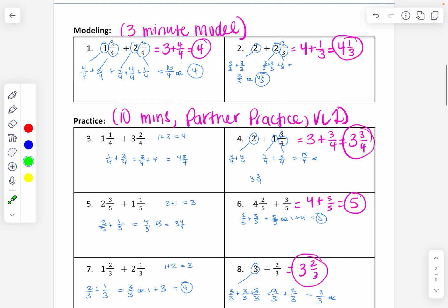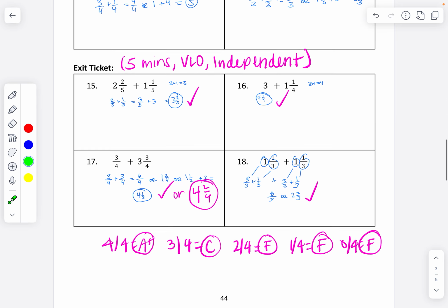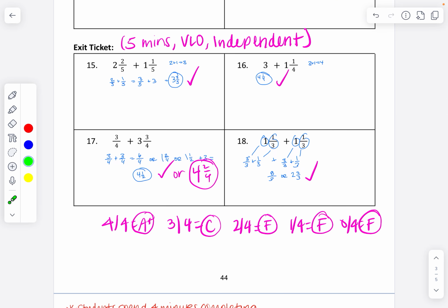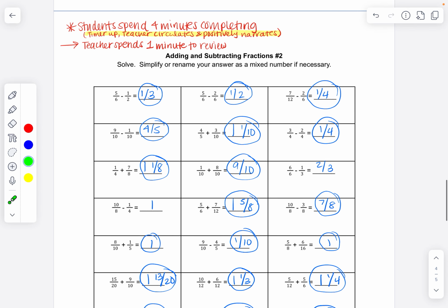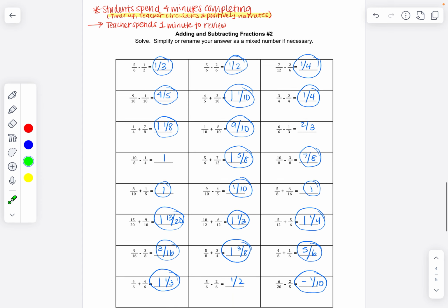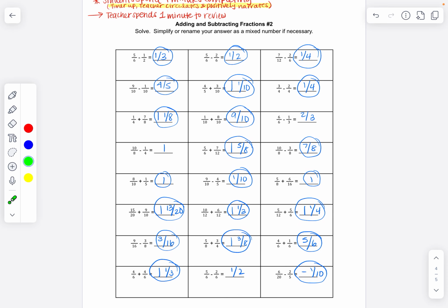From there, 10 minutes partner practice, volume level 1, and then 5 minutes independent practice for their exit ticket. We are trying to see, do they get the correct final answer? There are 4 questions, 4 points. And then also, for the purpose of this exit ticket, please do not go over, not the exit ticket, the fluency. Please do not go over every single one of these questions. You can choose a column for kids to do within the 5 minutes.